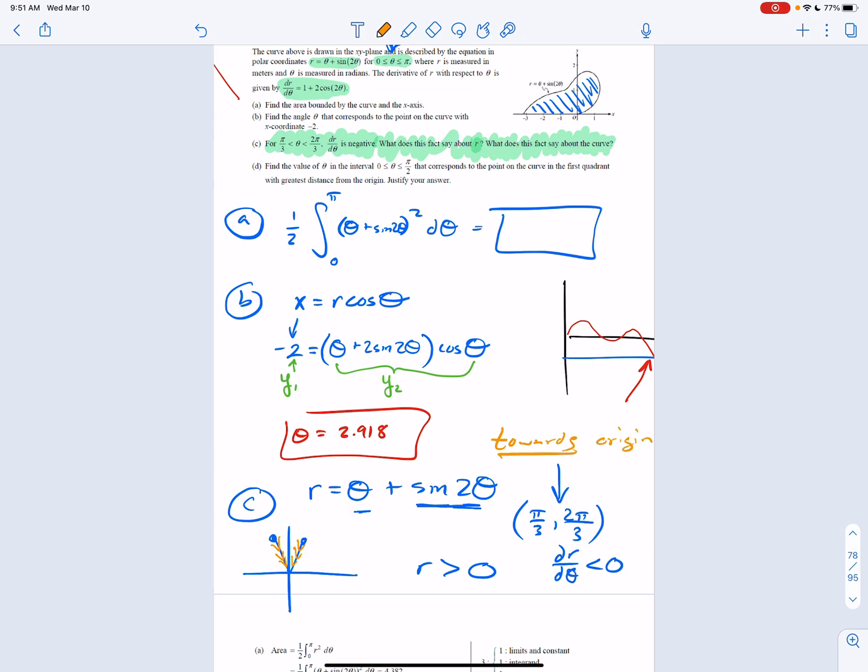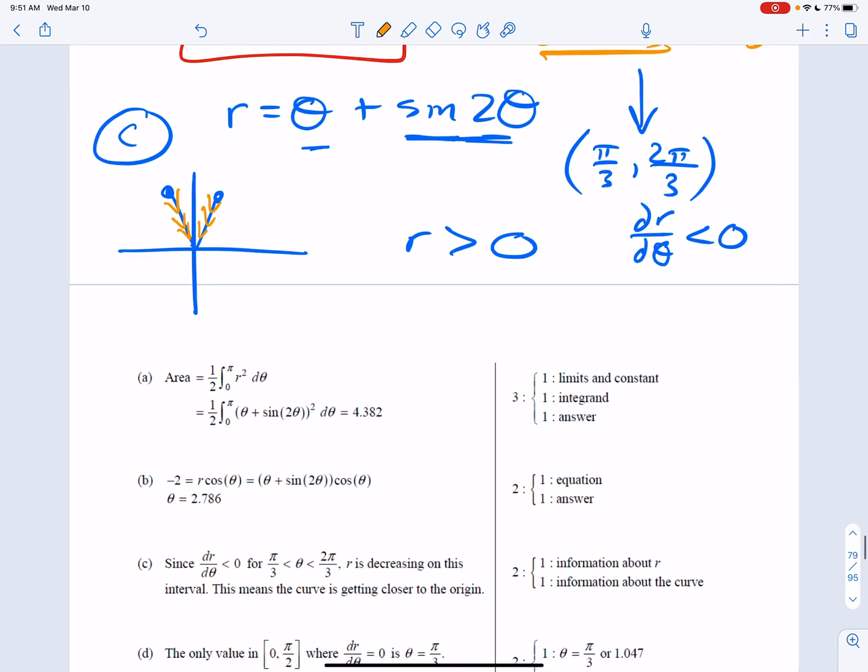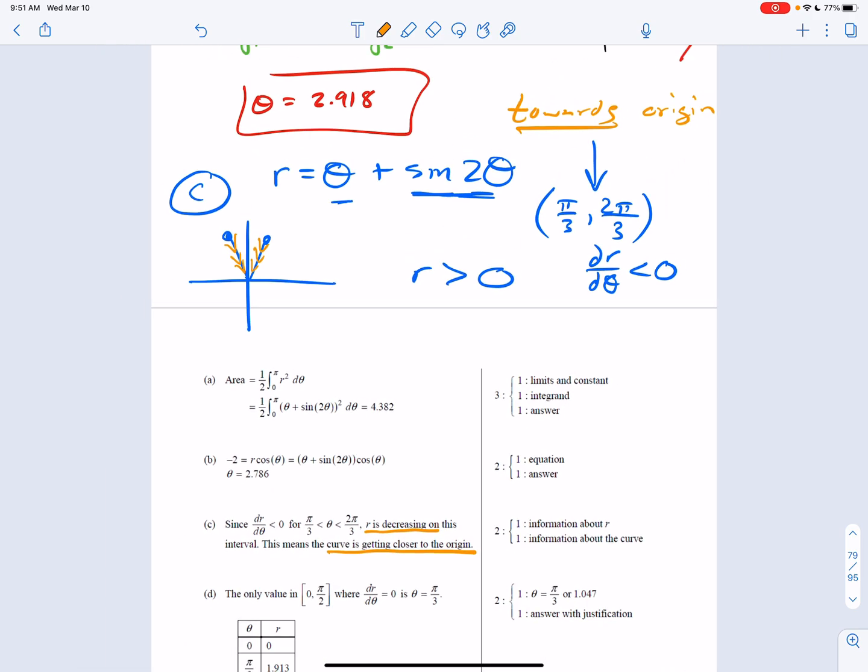Okay. What does this fact say about the curve? So this will say that r is decreasing, and the curve is heading towards the origin. I think that's what they're asking for. Let me check. Okay, r is decreasing, curve is getting closer to the origin. Perfect.